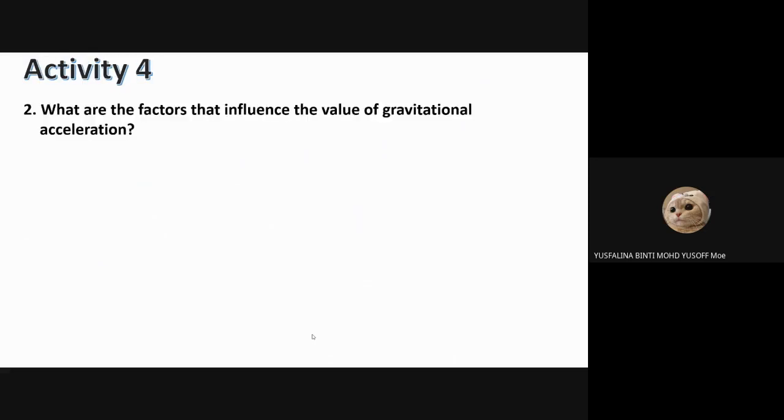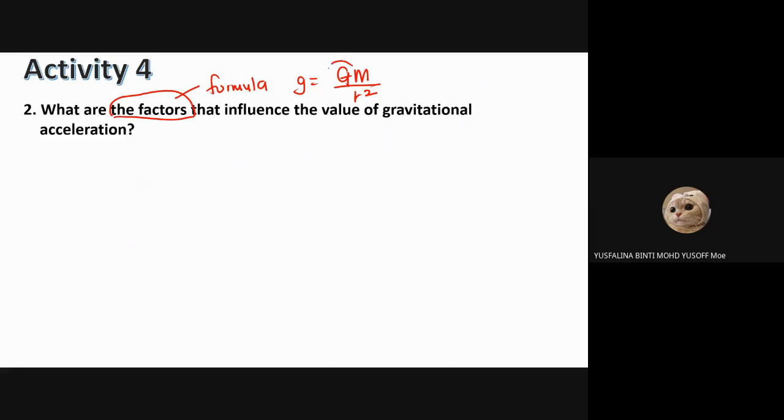Okay. So what are the factors that influence the value of the gravitational acceleration? When the question asks you for the factors, you just refer back to the formula. So what is the formula just now? GM over r squared, right?